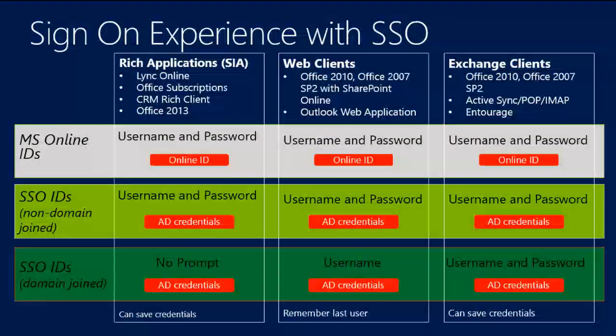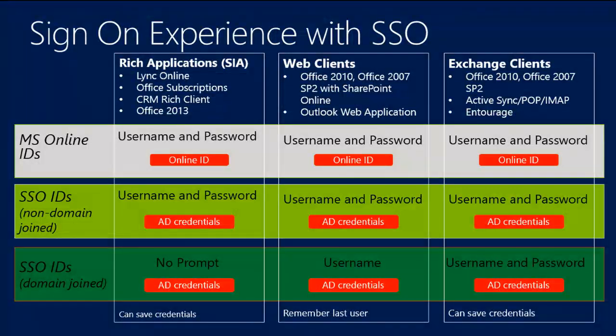So this is kind of, and I'm not going to read this all out to you, but it'll be in the deck, which you can download. But effectively, there's, if you like, 3 different sort of pivots across here, and if you like, 3 different client types. So you can have what we'll call an online identity or a managed identity. You can have SSO identities, and you can be on a domain joined or a non-domain joined machine.